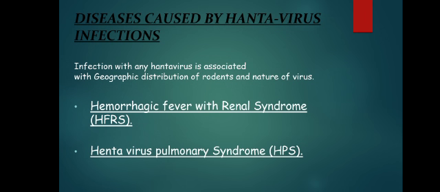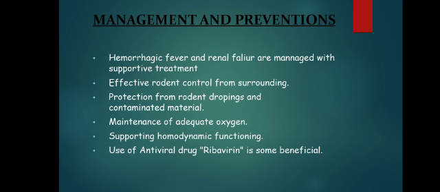Now, the diseases caused by hantavirus infections. Infection with any hantavirus is associated with the geographic distribution of rodents and the nature of the viruses. There are basically two types of diseases: hemorrhagic fever with renal syndrome, HFRS, and the second one is hantavirus pulmonary syndrome, HPS.